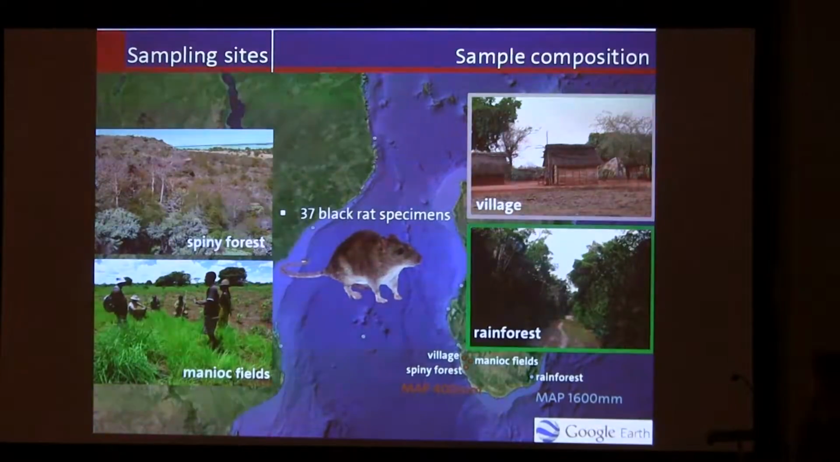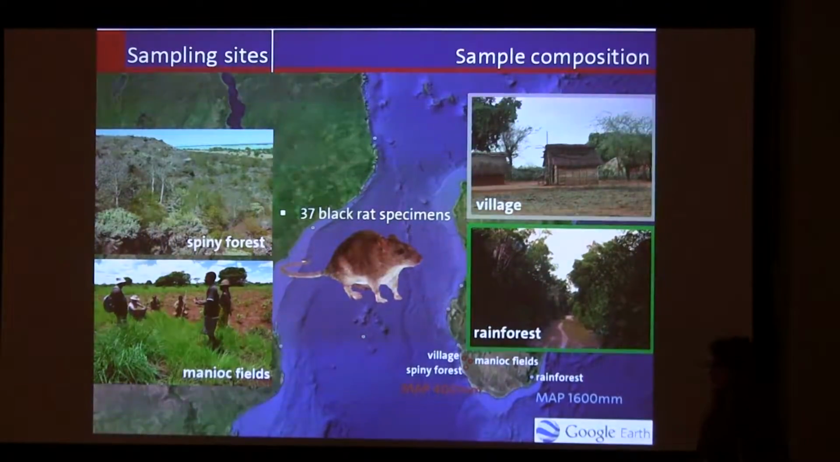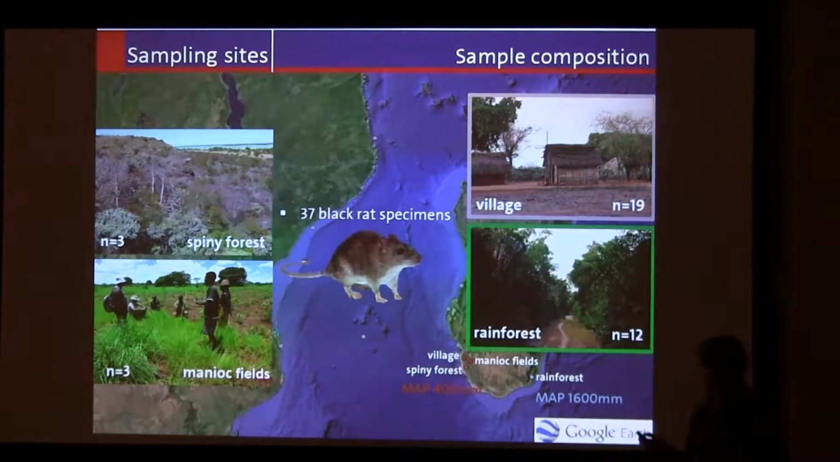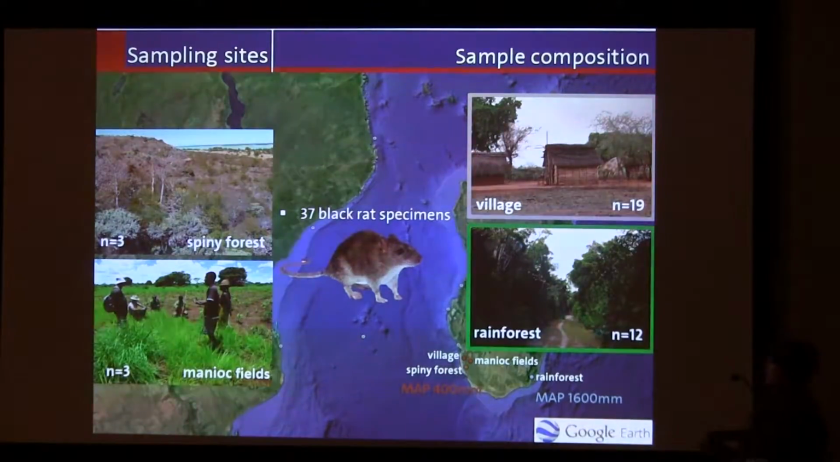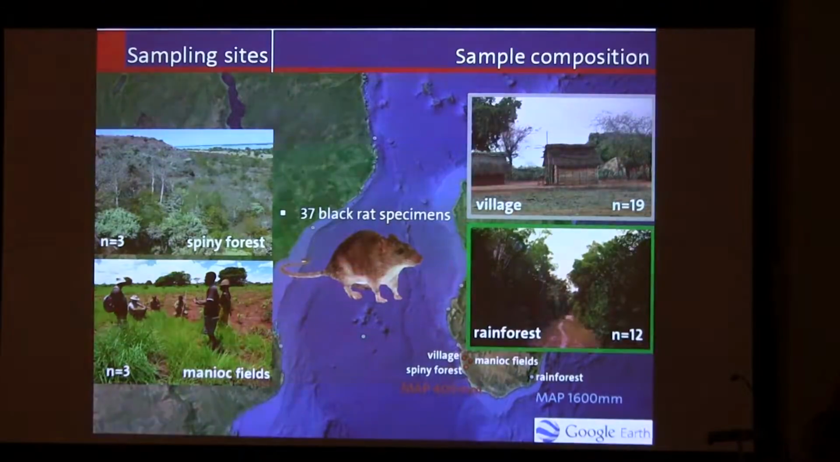So overall, we could use 37 black rat specimens for our analysis. Unfortunately, only 3 from the spiny forest and manioc fields, so I'm not going to put too much weight on these 2. But we had a very good sample from the village with 19 individuals and from the rainforest with 12.